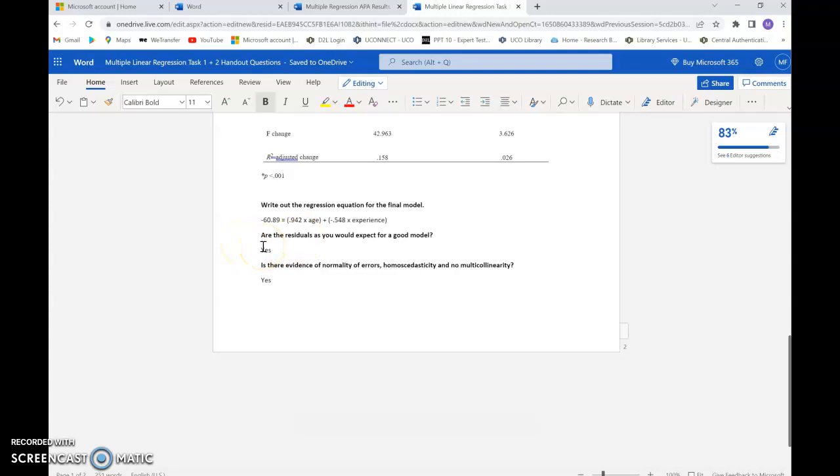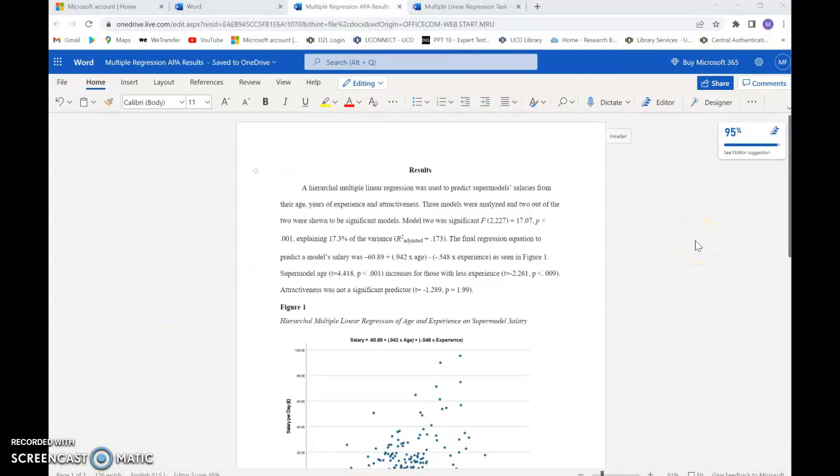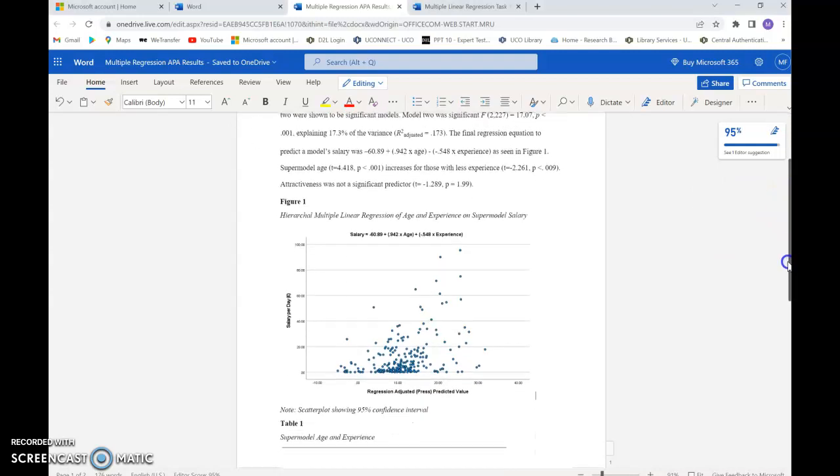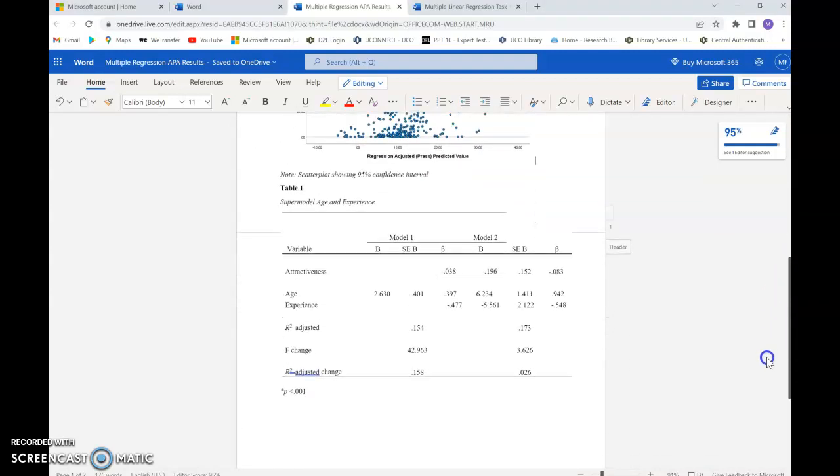Are the residuals as you would expect for a good model? Yes. And is there evidence of normality of errors? Yes. And then these are my APA format results, including figure 1 and table 1.